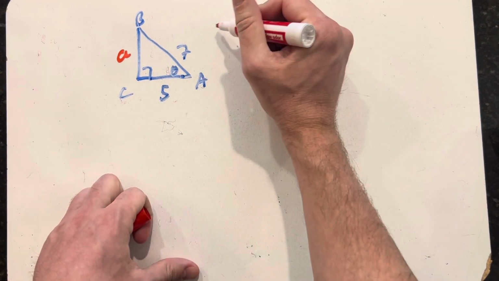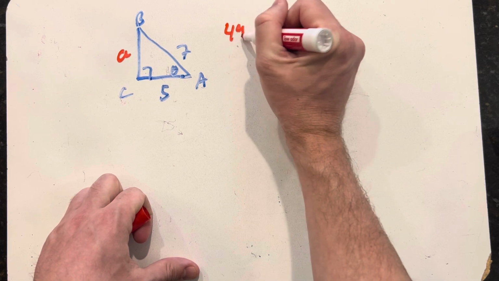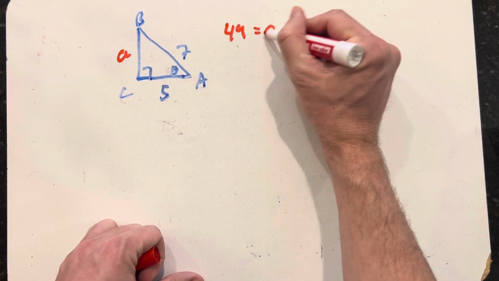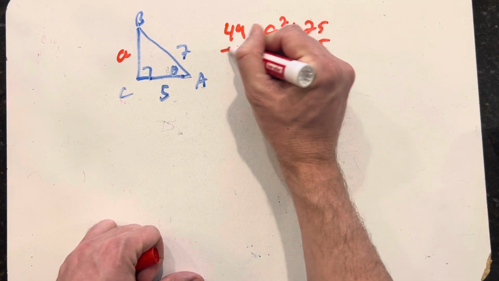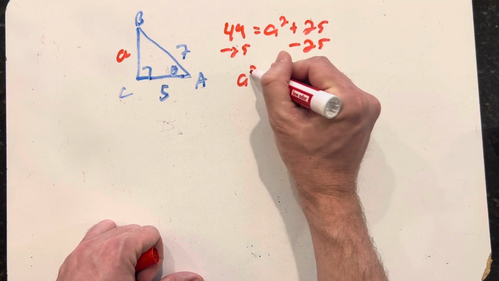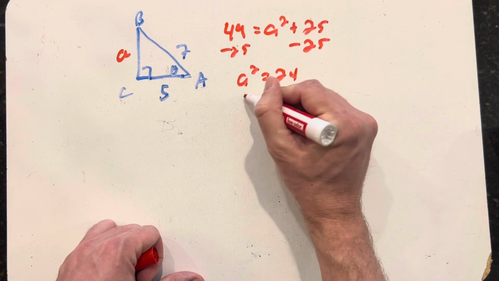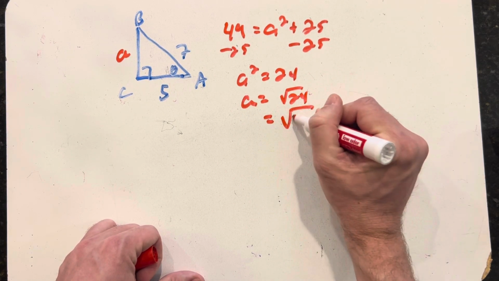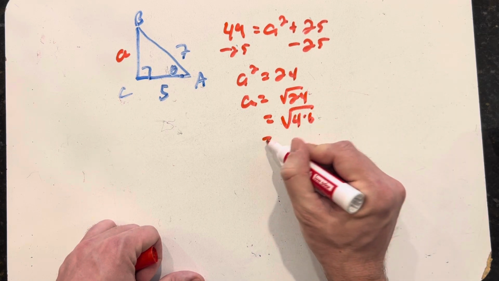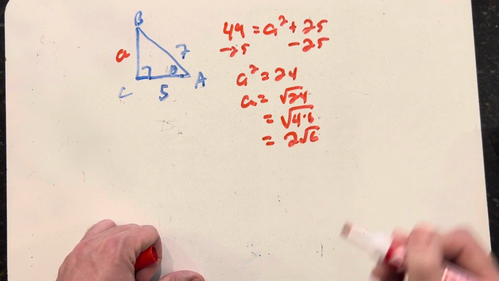All right, well, this time the hypotenuse, 7 units long, 7 squared is 49, is equal to A squared plus that 5 squared. All right, take 25 away from both sides, and A squared has to be equal to 24. So A is the square root of 24. But we always want to reduce on the inside of that radical, and we can, so that's going to be 2 times the square root of 6.